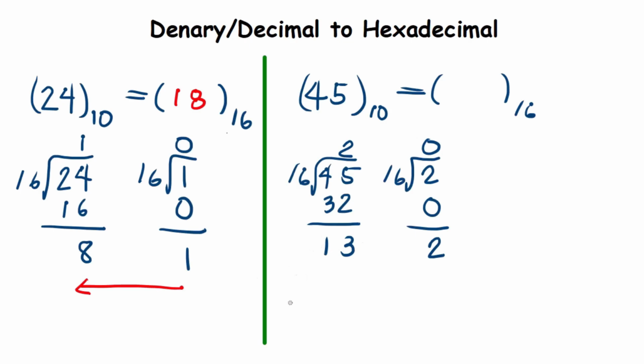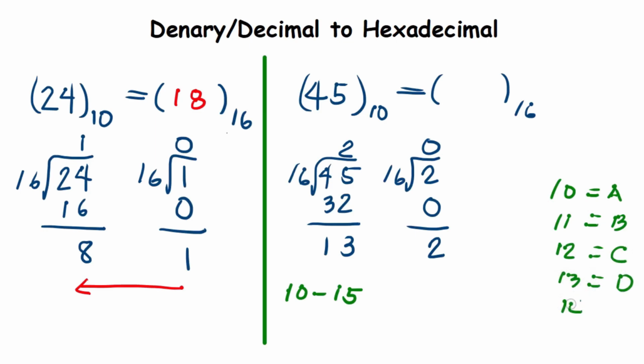If the remainder is between 10 and 15, we have to convert this remainder to its equivalent hexadecimal letters. So what are these letters? Okay, 10 is equivalent to A, 11 is equivalent to B, 12 is equivalent to C, 13 is D, 14 is E, and 15 is letter F.